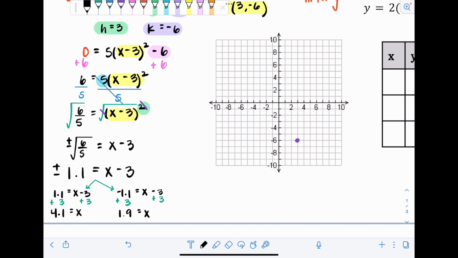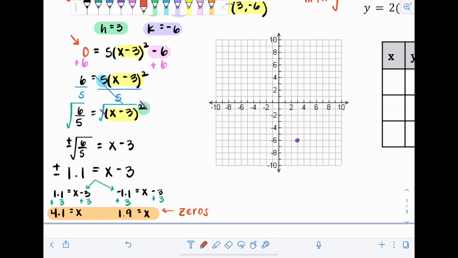So what we just did, we put 0 in for y at the very beginning up here, and then we solved the equation, and we got x equals 4.1 and x equals 1.9. So those are our zeros.